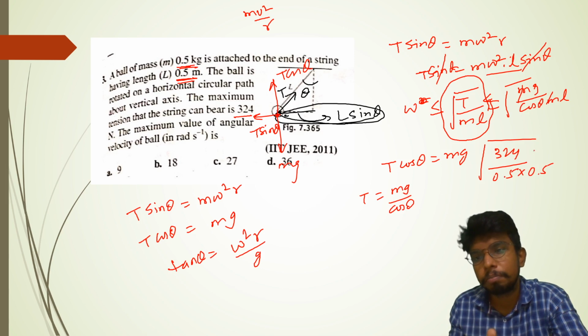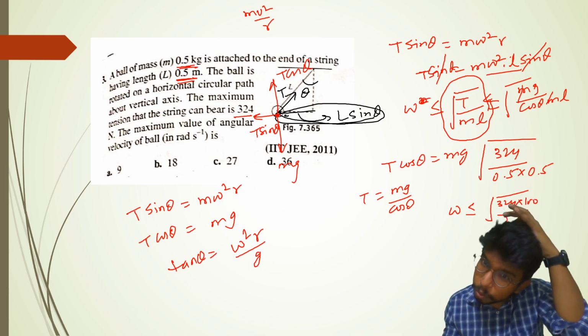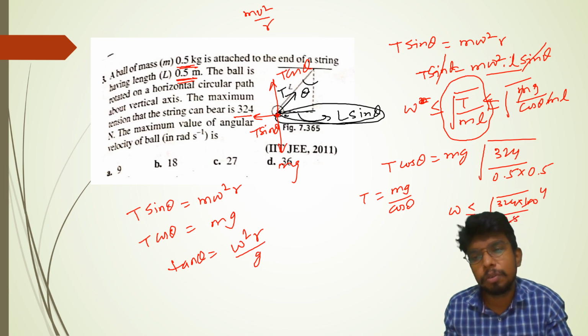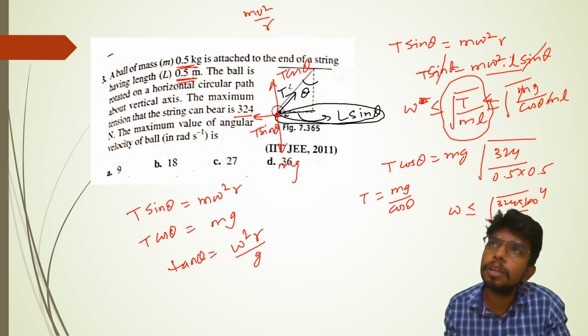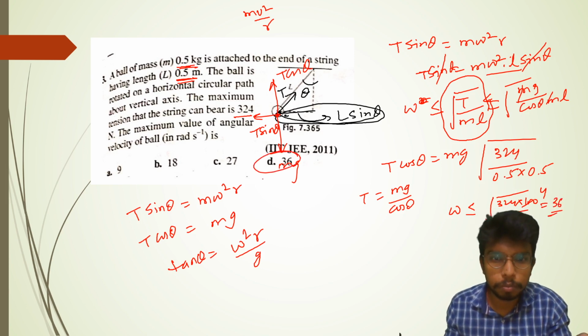It goes up 100, and from here I think we should get omega. Omega should be less than or equal to root 324 into 100 divided by 25. So it should come out to be 4 times root 324. 324 is the square of 18. So effectively it's going to be 18 into 2, which is 36. It should be the correct result.